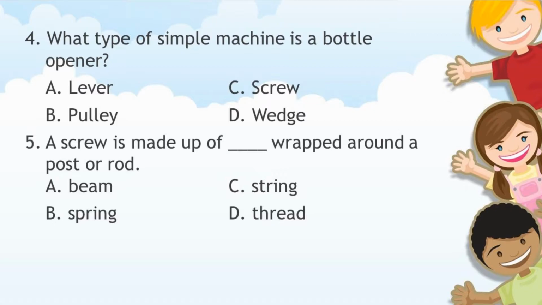Number 5. A screw is made up of blank wrapped around a post or rod. A. Beam. B. Spring. C. String. D. Thread.